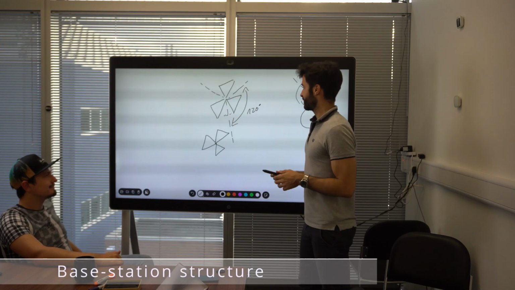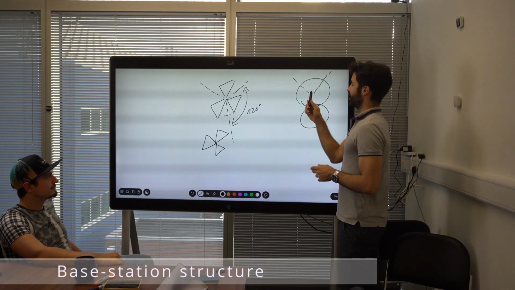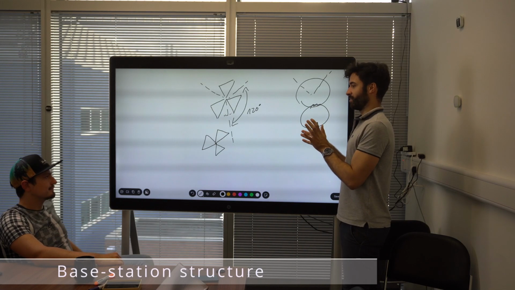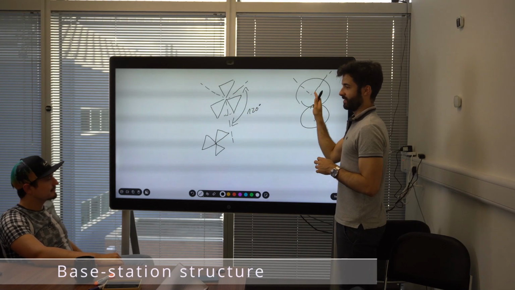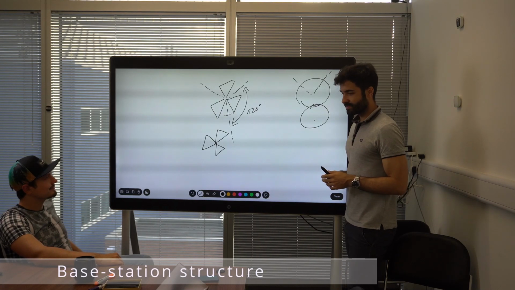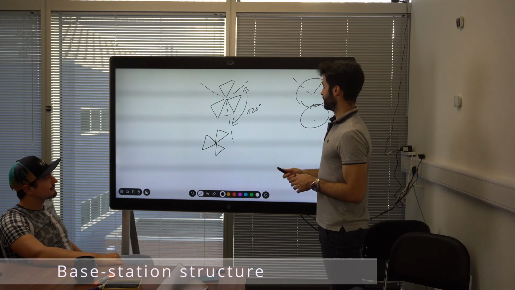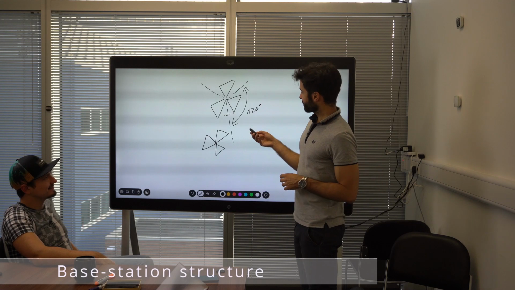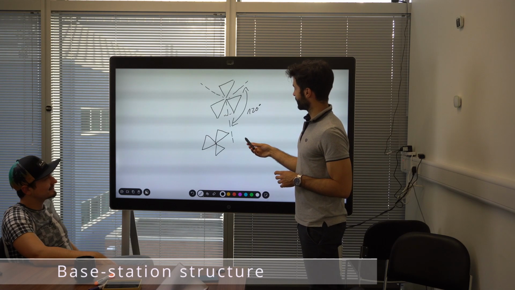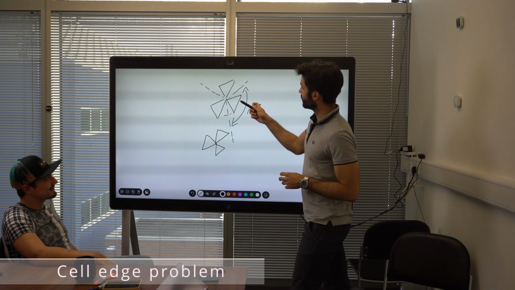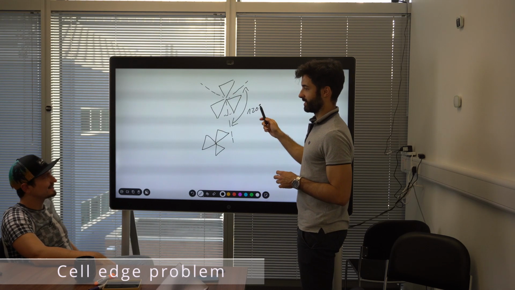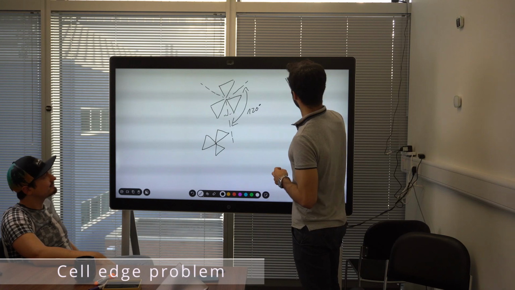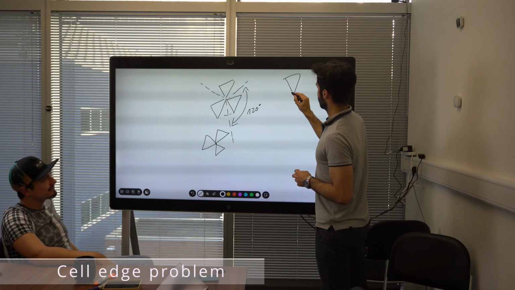For example, like that. In here you can only use 1 frequency, so you have limited bandwidth. So you can have 3 times the bandwidth here than here. So this is how base stations are deployed nowadays, but we still continue to have some problems with this architecture.